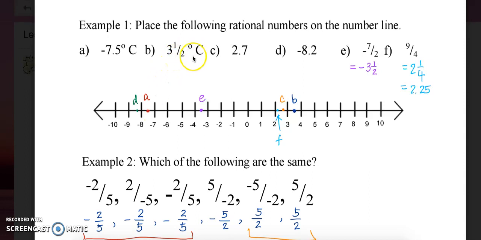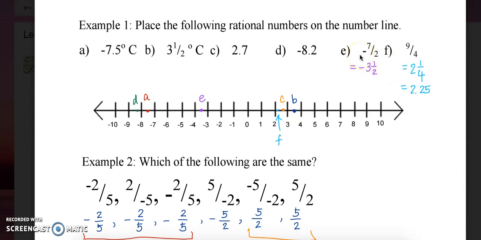B, 3.5 degrees Celsius. This is positive, so let's go to 3. 3.5 is slightly greater than 3, so halfway between 3 and 4. C, 2.7. Go to the right: 1, 2. 0.7 is closer to 3 than 2, so you'll end up somewhere here. D, you've got a number, negative 8.2. Starting from 0, go left to 8. Well, you've got to go a little further down, so it's right there.